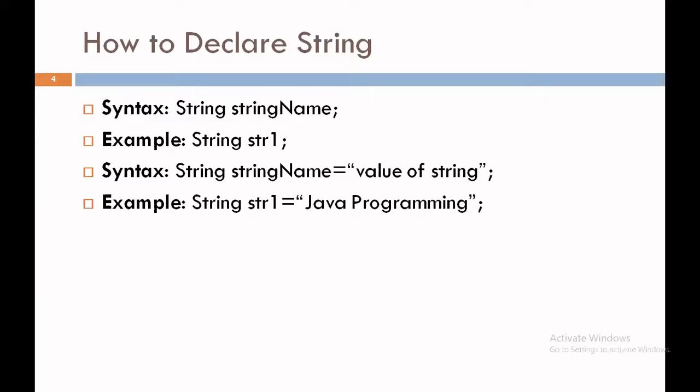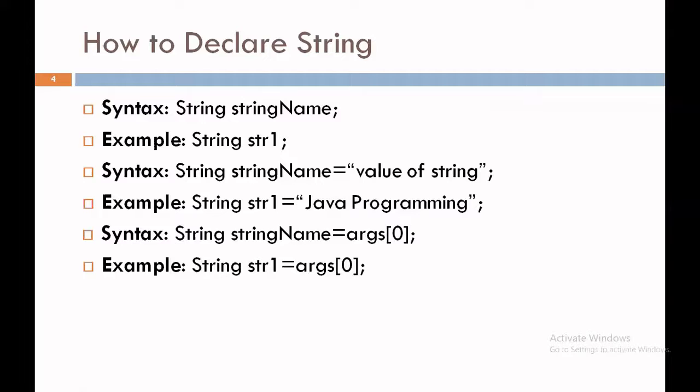Suppose you want to enter a string from the keyboard as a command line argument, then we can use this statement: String name equal to args[0]. The example is String str1 equals args[0]. We can also enter a string from the keyboard at runtime using the Scanner class. So it depends on you how you enter the string in your program, but these are the ways we can declare a string in Java.